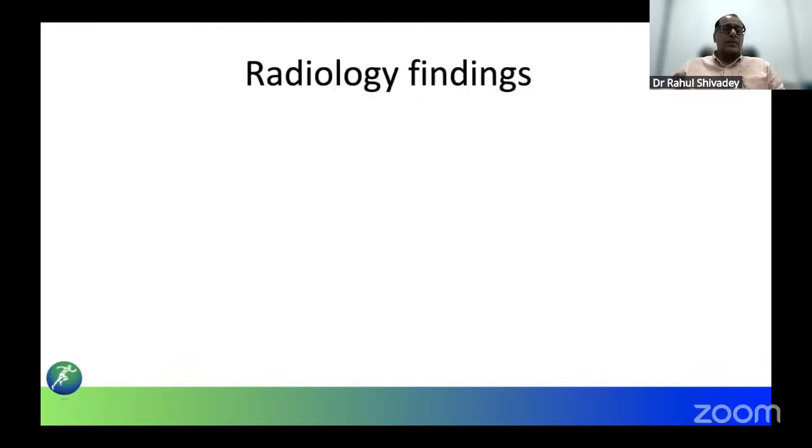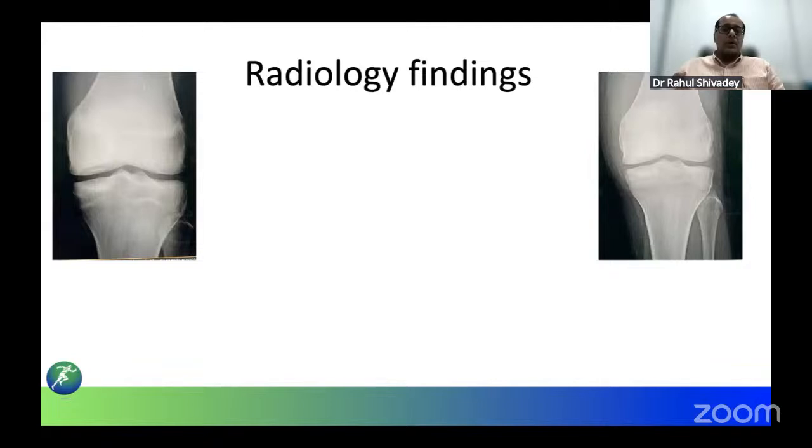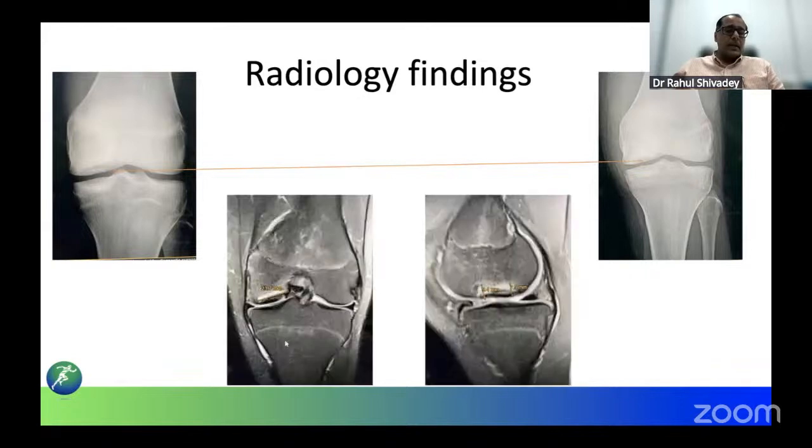When we did the radiology, as you can see over here, you can find that there is an osteochondral lesion, and the MRI confirmed that. The MRI showed that the lesion was a little larger than what the radiology had shown us. These are the MR findings, as you can see.